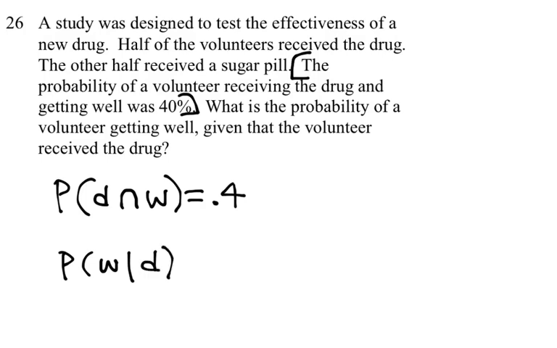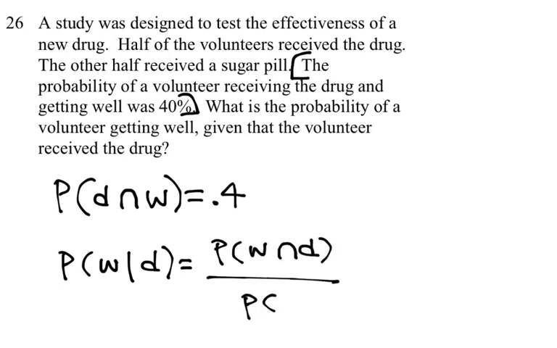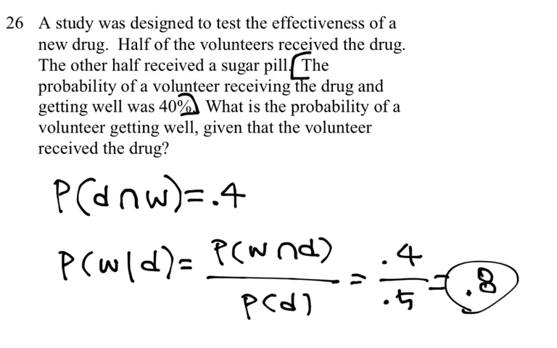So this is how I can write up the expression. We know that to be equal to P of W and D over the probability of D. We know the first one is equal to 0.4, but the second one, they divided into half and half, so it will be 0.5. So when you combine them together, we get 0.8 as our final answer.